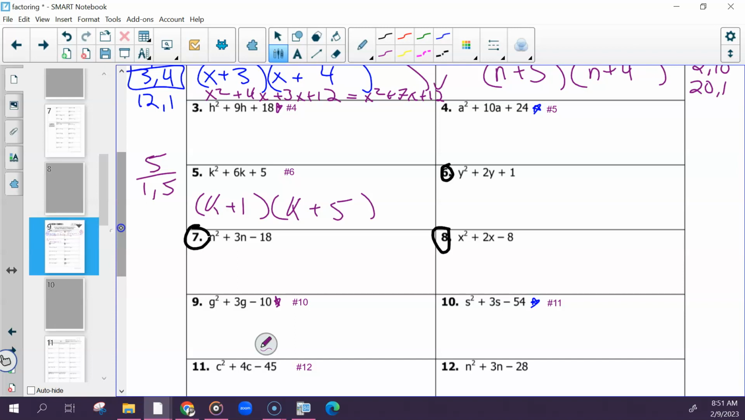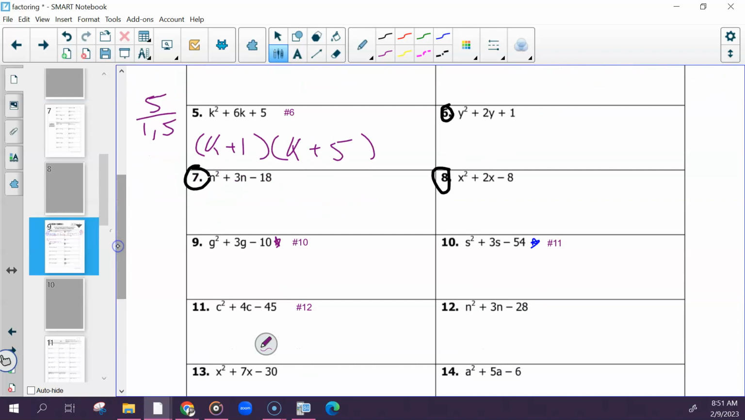Okay. Now let's try 7. Disregard that it's negative for right now, but what are some factors of 18?